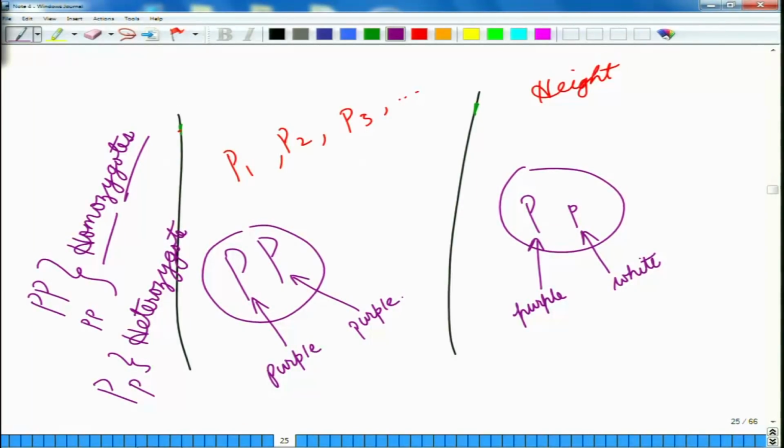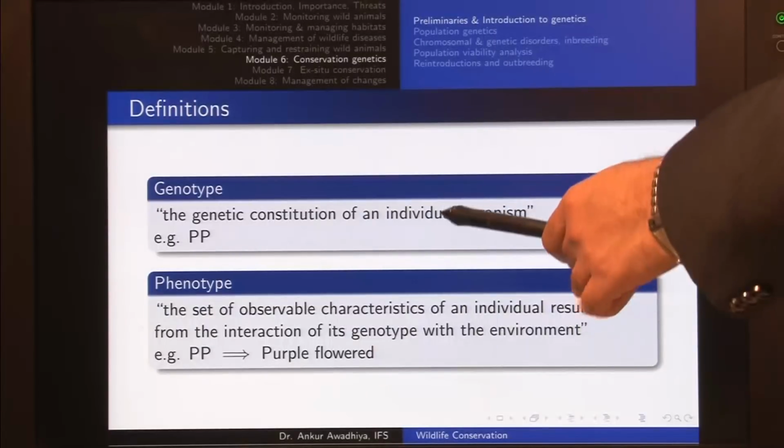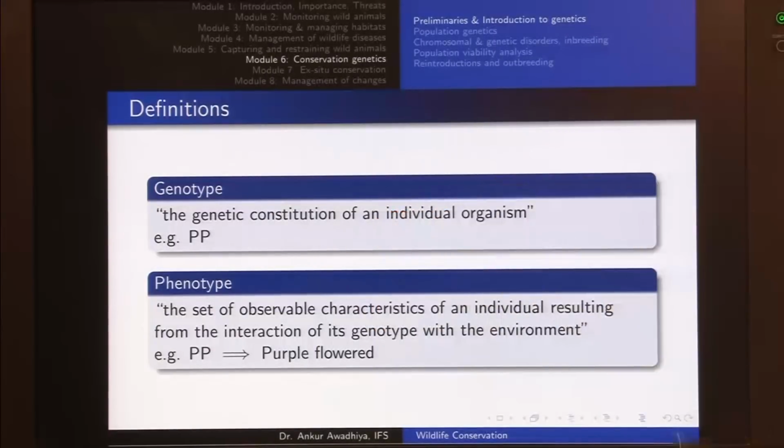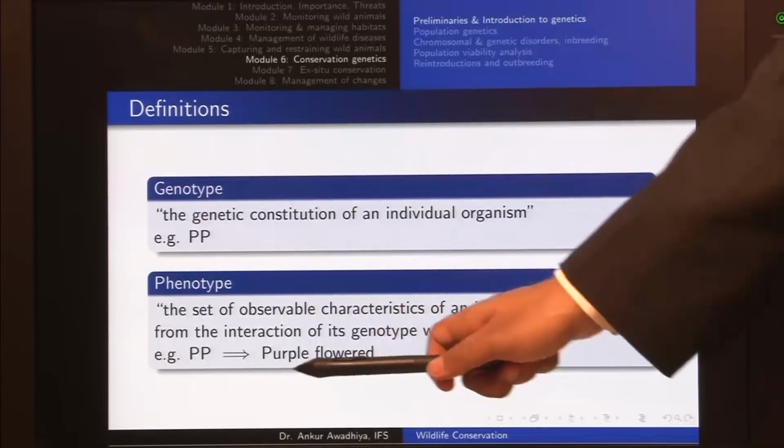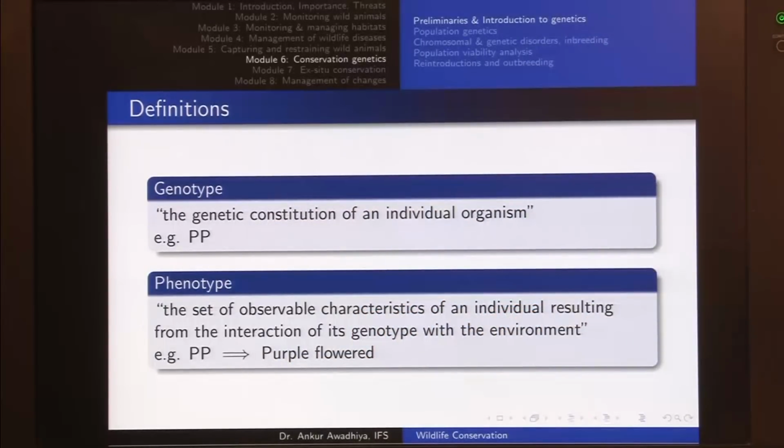So genotype is the genetic constitution of an individual organism, such as capital P. Now phenotype is the set of observable characteristics of an individual resulting from the interaction of its genotype with the environment. So for instance, this capital P in the presence of a suitable environment will give purple colored flowers.